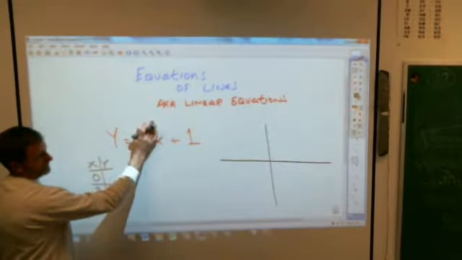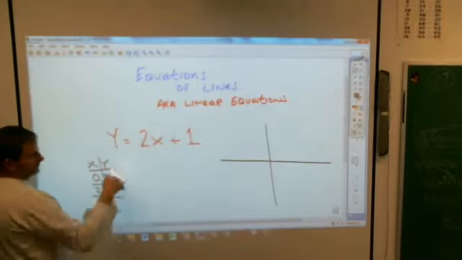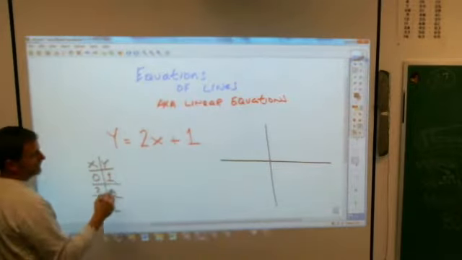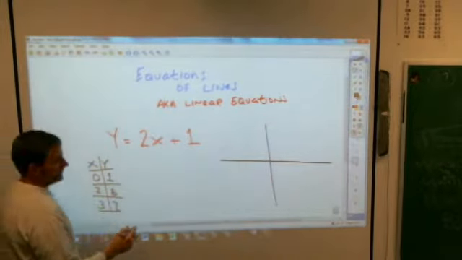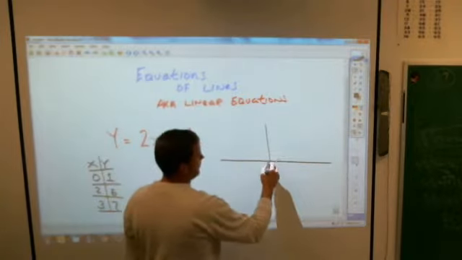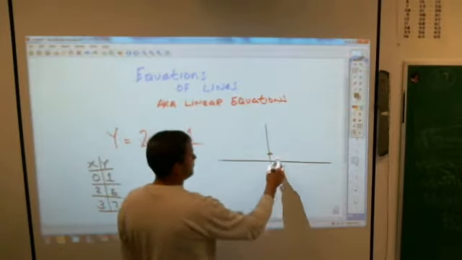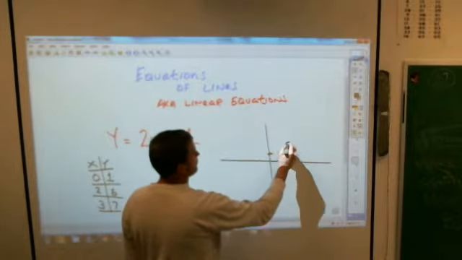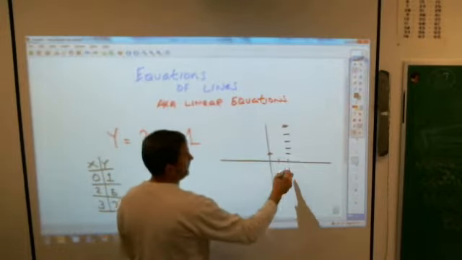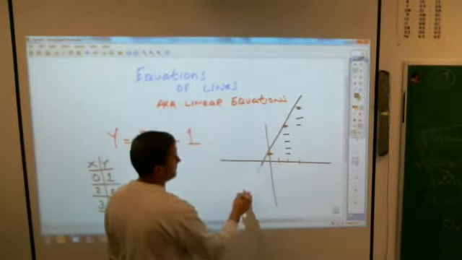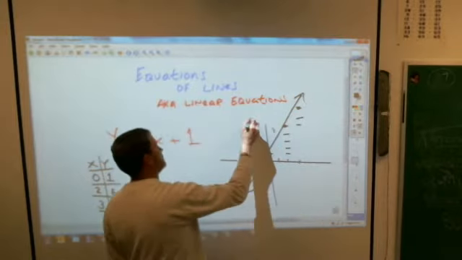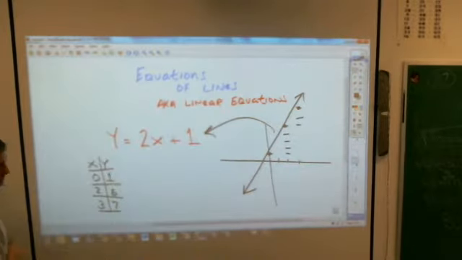If you put x as 0, you get 1. 2 times 2 is 4, plus 1 is 5. 3 times 2 is 6, plus 1 is 7. And then you have to come over here and graph it. (0, 1) is right here. (2, 5): 1, 2, 3, 4, 5. And (3, 7). And then you have to connect the dots, and this is the graph of that line. Well, we're going to shorten that process down a little bit by what we learned today.